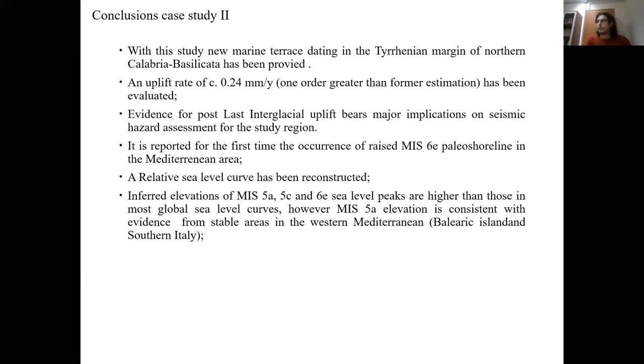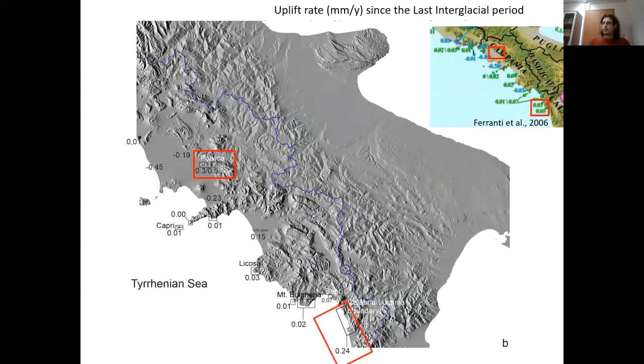It's reported for the first time the occurrence of raised MIS 6e paleoshorelines in the Mediterranean. A relative sea level curve has been reconstructed, and the elevation of some late-Quaternary peaks has been inferred. And in conclusion, the new data fill some gaps that there were in the literature, in particular for the Polvica area, and better define older dating.